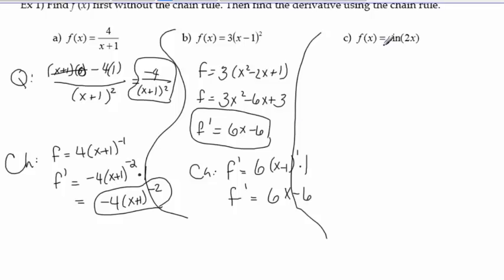Now for this last one, we've got the trig. So if I want to take the derivative of this without the chain rule, you have to remember your trig identities. Yes, they are important. No, they don't just disappear.